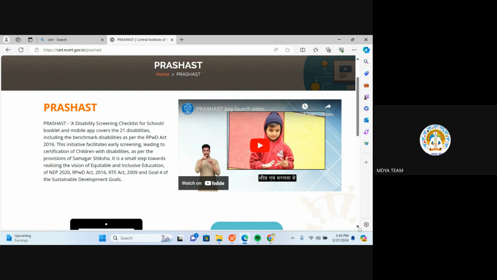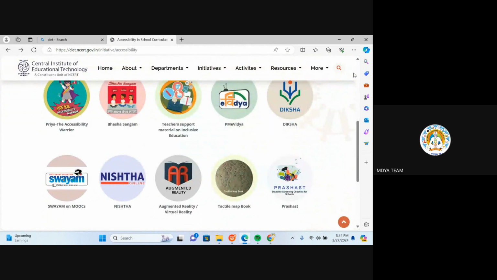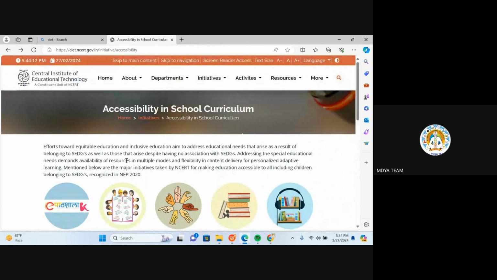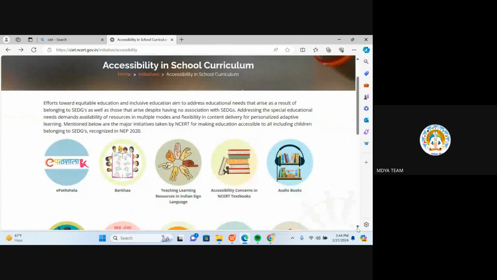As we learned, these are for the equitable education and inclusive classroom. You have to learn these words, equitable education and inclusive education. Which resources, which initiatives come in this equitable education and inclusive education? These all come under which policy? NEP 2020. All these, equitable education and inclusive education, come under it.